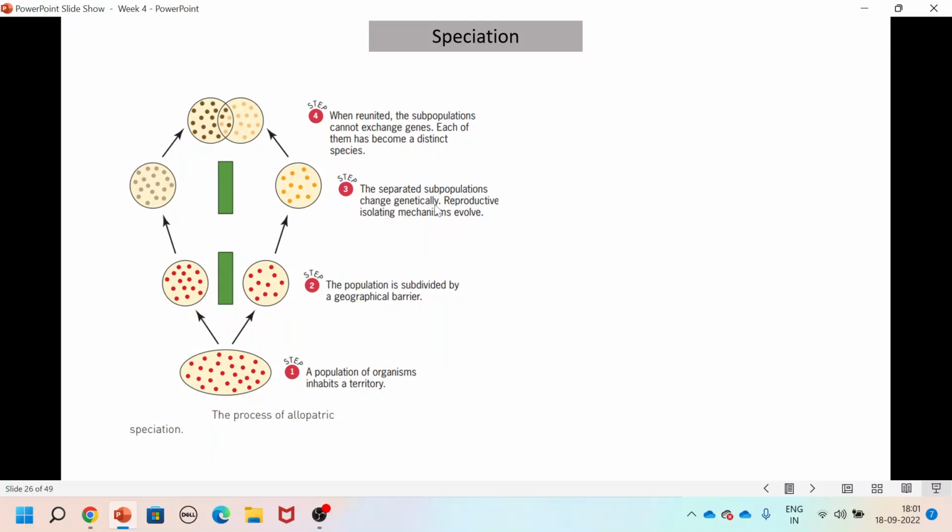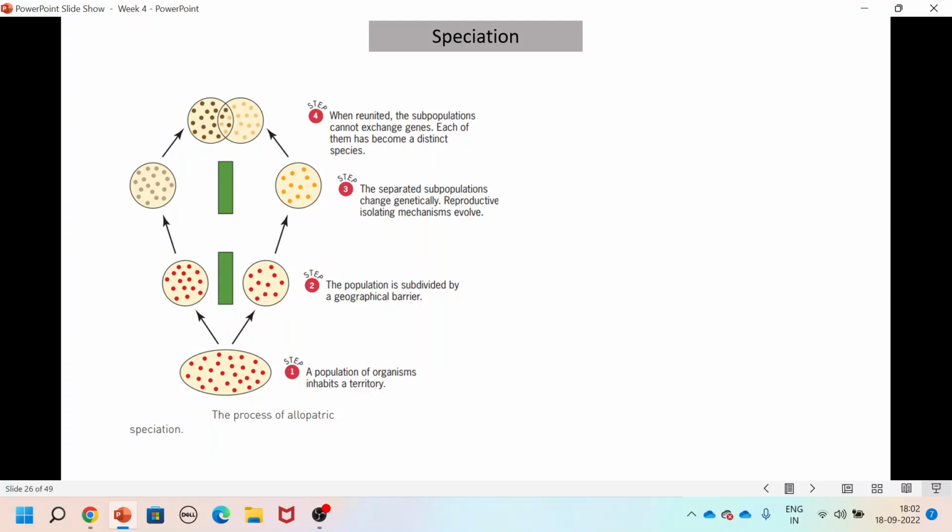And when these genetic changes, which are accumulated in a population, result in reproductive isolation, then it leads to the formation of a different species. And later on in life, when they are reunited, the subpopulation now cannot exchange genes, and therefore they have entirely formed or evolved into a different species.